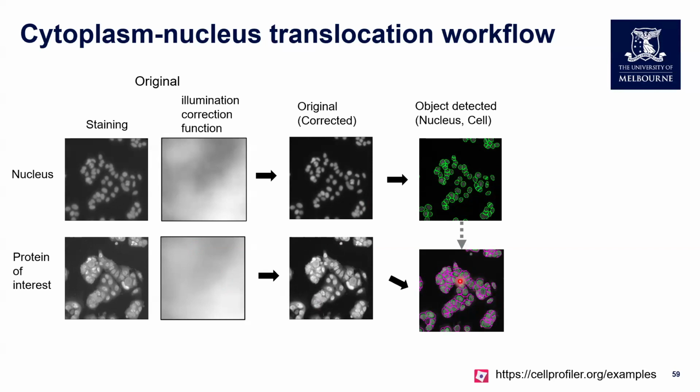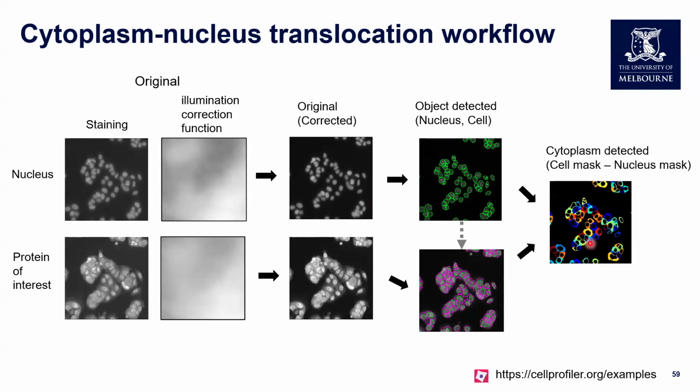So once we have detected these two structures, we can then identify the cytoplasm by subtracting the nucleus object from the cell object. So we get a cytoplasm mask like this. So once the objects are detected, we can measure the mean intensity of the protein of interest in the nuclei and cytoplasm areas and calculate the ratio.